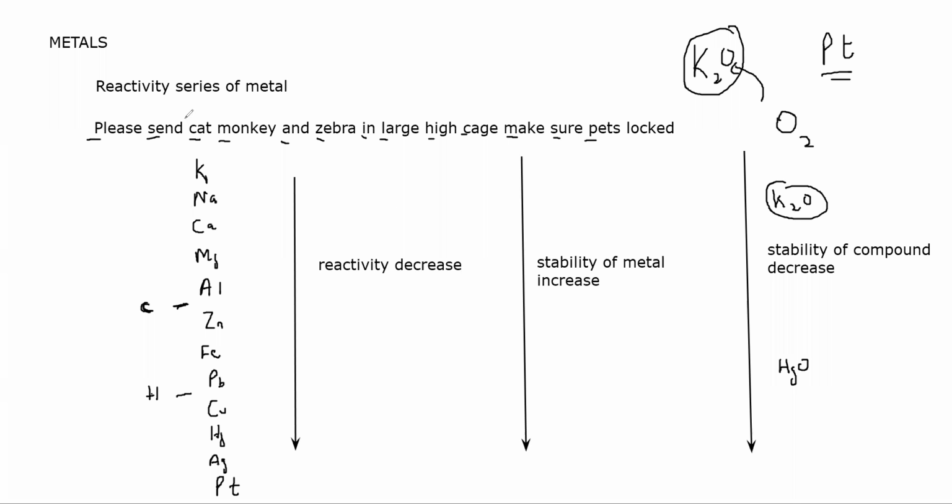So this is the first thing, the reactivity series, you should know the trend. As we go down, the reactivity decreases, stability of the metal increases, stability of the compound decreases. So more reactive metals form stable compounds as compared to less reactive metals, because the less reactive ones don't tend to react easily. That's why their compounds are less stable. Take a screenshot of this and then we'll move on.